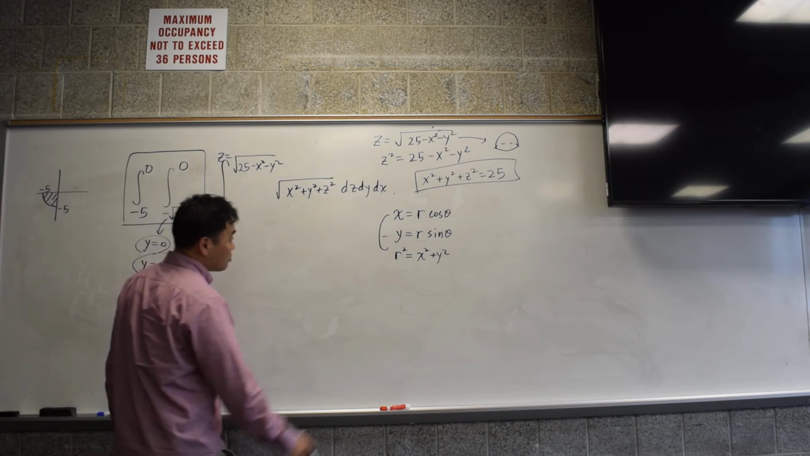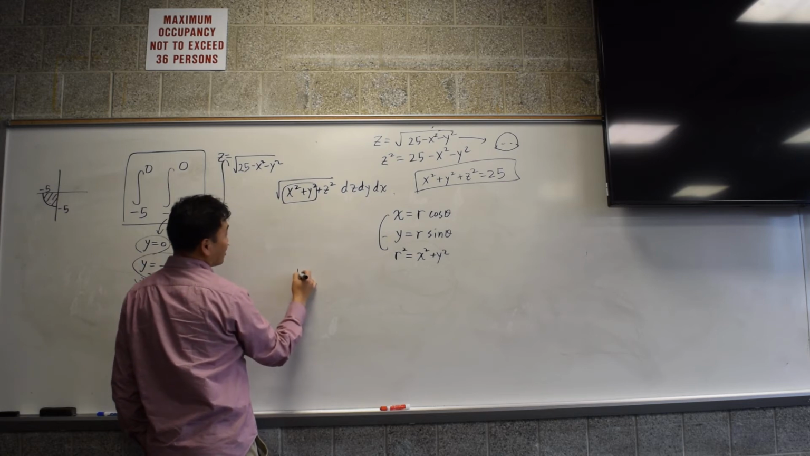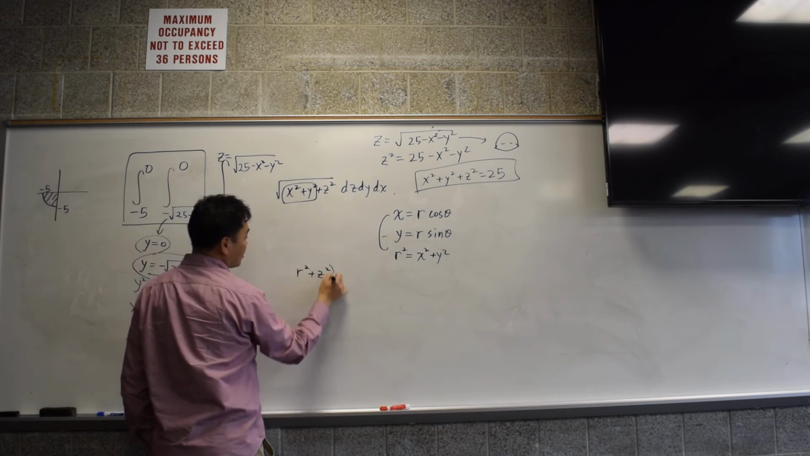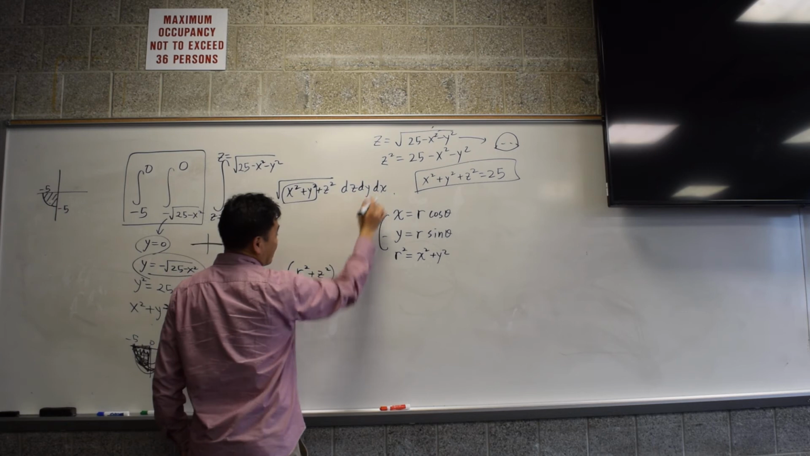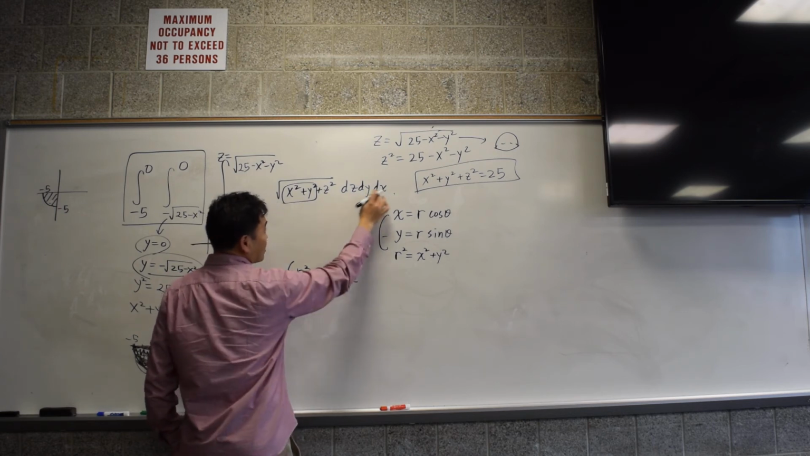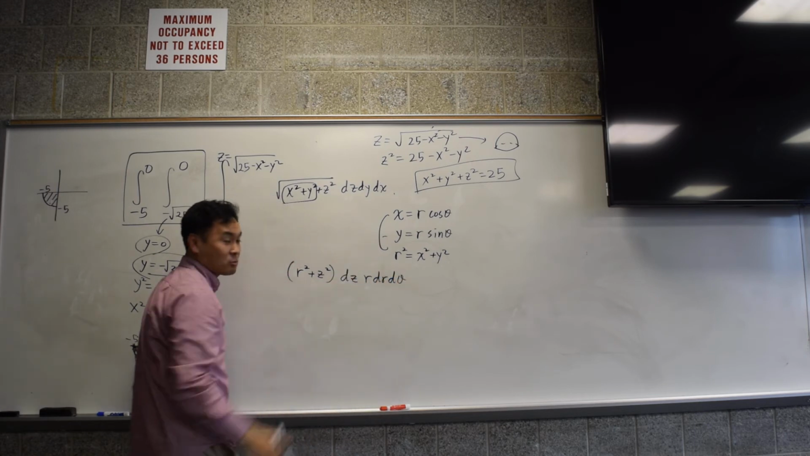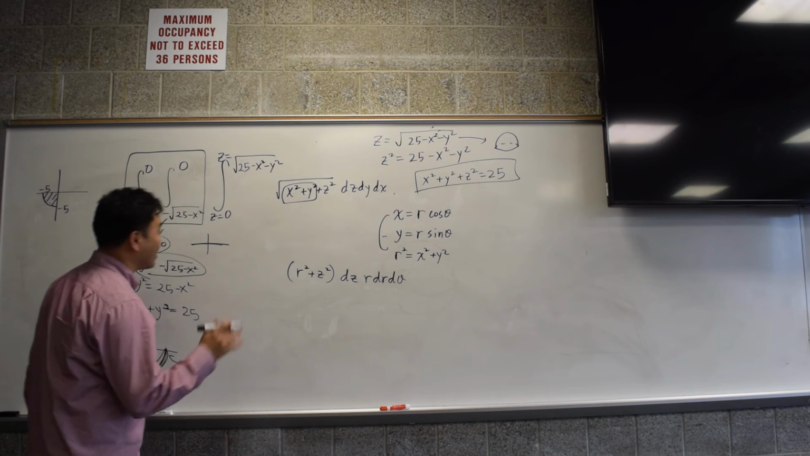And then once you have this, you immediately recognize, what should that be? R squared plus z squared, good. And then what about dz, dy, dx? dz is okay, but what do you do with dy, dx? R dr d theta, yes. You need this r. Don't forget about that r. If you forget that, it's going to mess up everything.